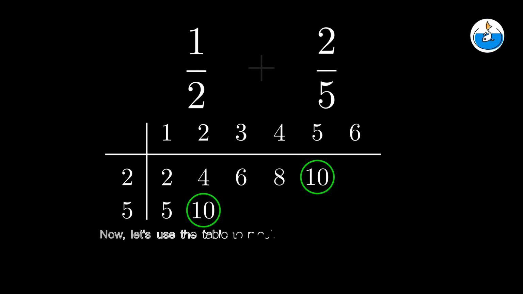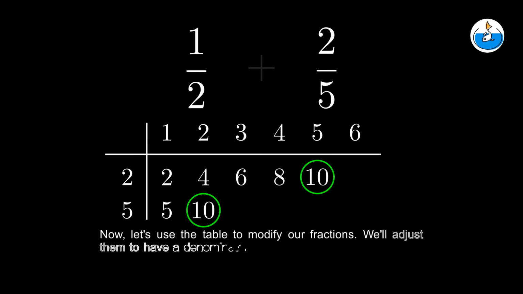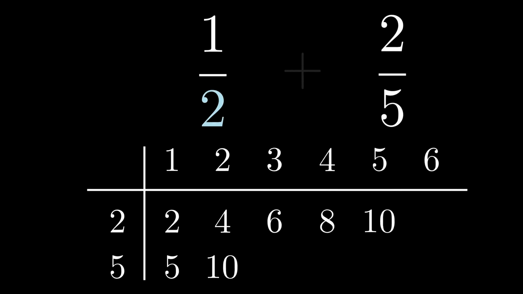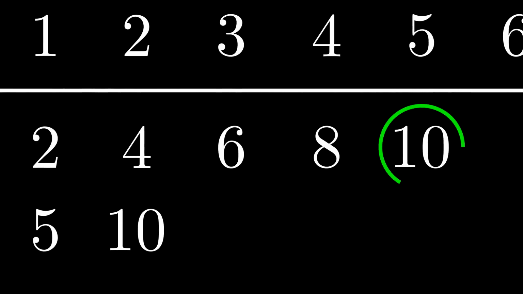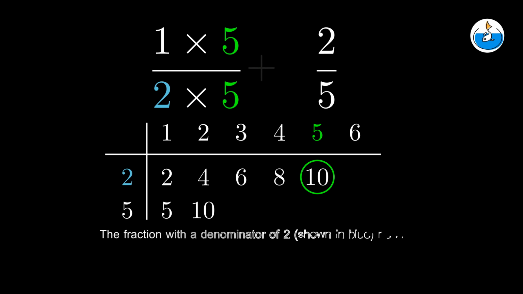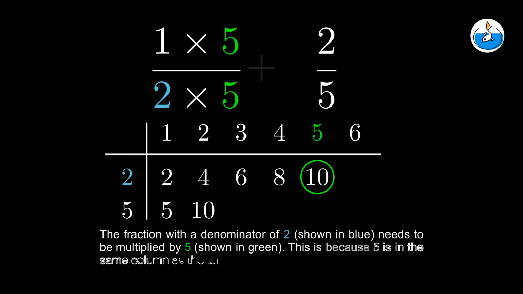Now let's use the table to modify our fractions. We'll adjust them to have a denominator of 10, while keeping their original proportional relationship. The fraction with a denominator of 2, shown in blue, needs to be multiplied by 5, shown in green. This is because 5 is in the same column as the target denominator 10, circled in green.